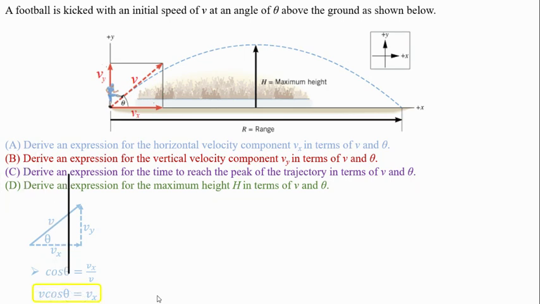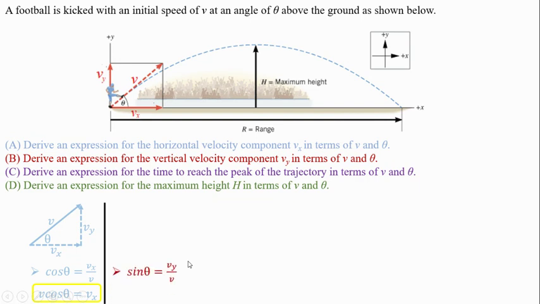Now let's do part B. Part B asks us to derive an expression for the vertical velocity component Vy in terms of V and theta. Again, in the given schematic, Vy is drawn on the left side, but here I have my Vy on the right side, which is the same thing. I like to draw it on this side because it makes a perfect right triangle. So Vy is your opposite relative to this theta, or perspective.